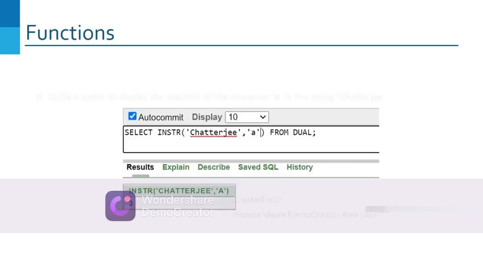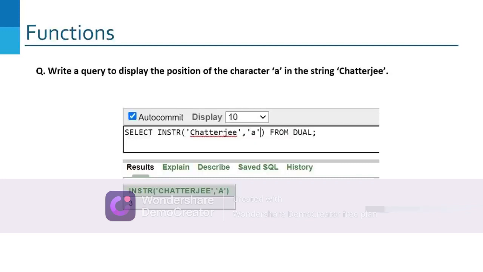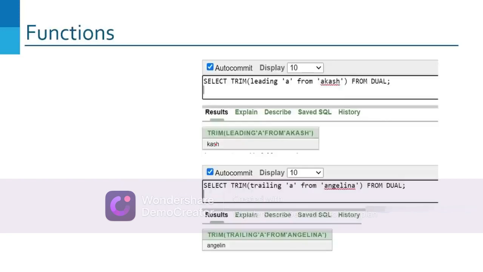Let's move to the next function, which is: write a query to display the position of the character A in the string Chatterjee. Okay, so what is happening here? See, we want one character's position from the string. So A is one character, the position of that character is 3, we know that. But how can we tell Oracle or SQL that this is the position of the A character? So we use INSTR, okay? INSTR will make sure that you get the position of the character from the string. So we write the string as the first parameter and then the character as the second parameter. Let's move to the next question.